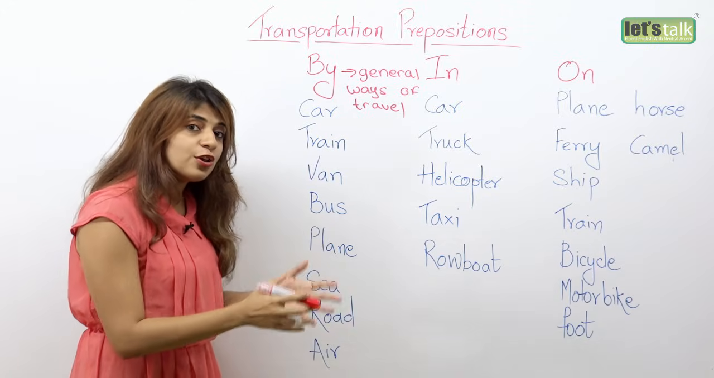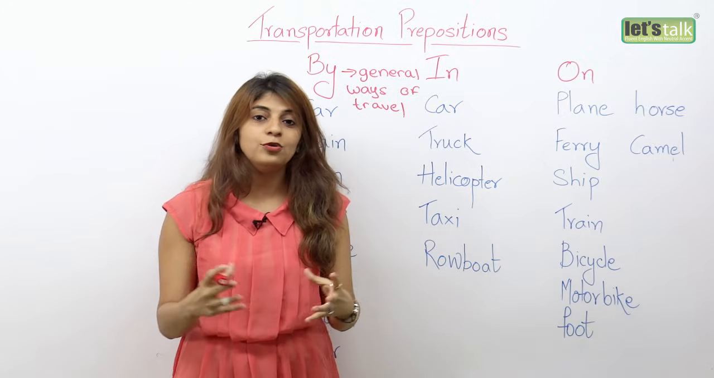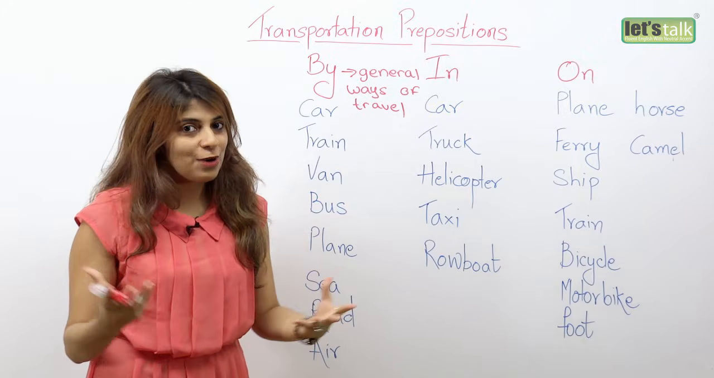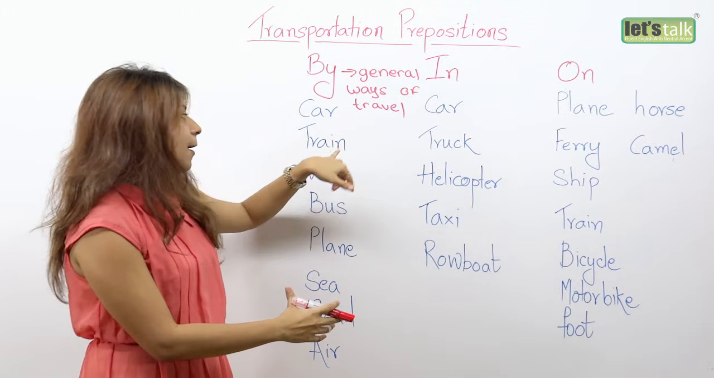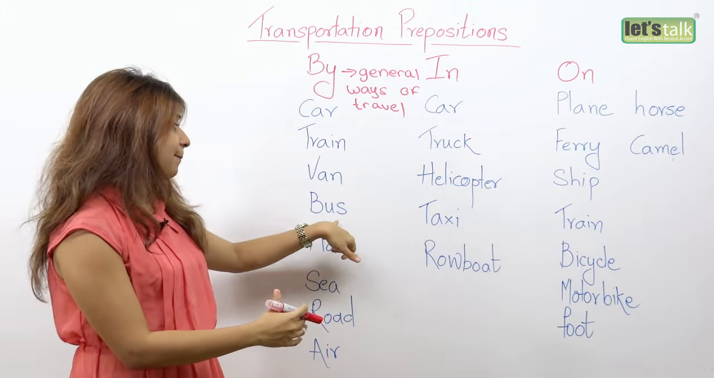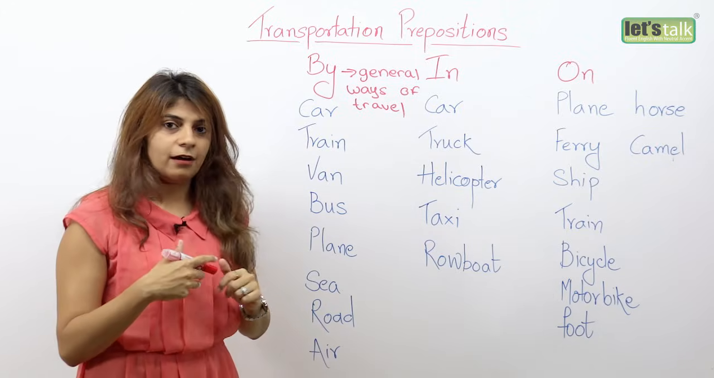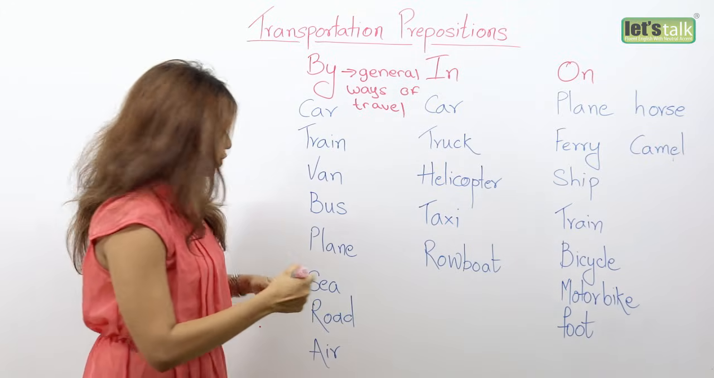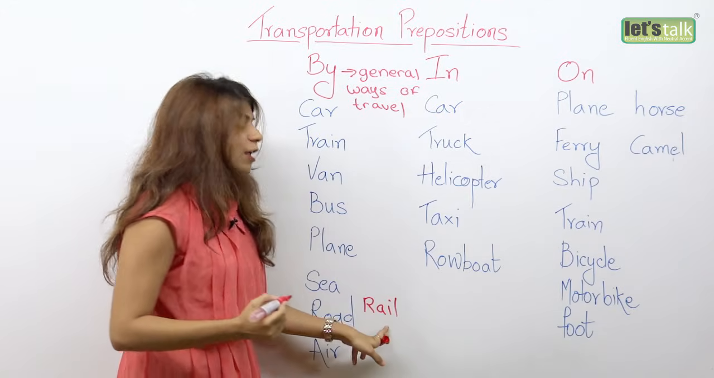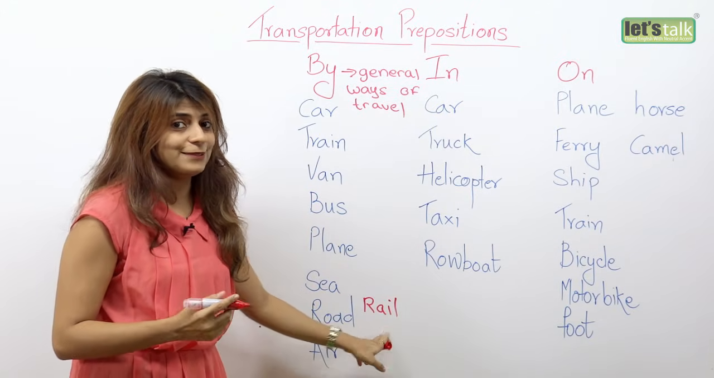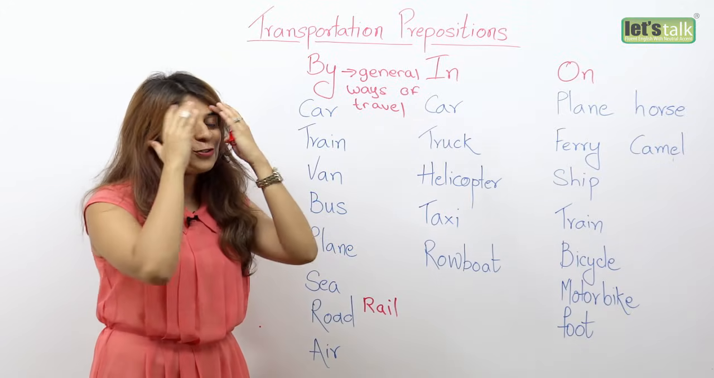So we are using the preposition by when we talk about general ways of travel. So you got the examples. We travel by car, by train, by van, by bus, plane, sea, road, and air. And even rail. You can also use another transportation surface, that's rail. All right? So I hope you're clear with the preposition by.